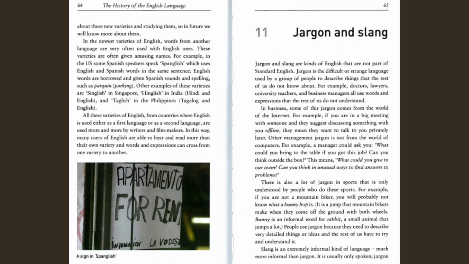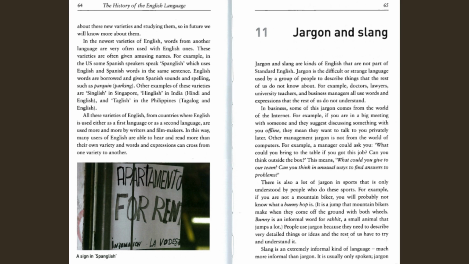There is also a lot of jargon in sports that is only understood by people who do these sports. For example, if you are not a mountain biker, you will probably not know what a bunny hop is. It is a jump that mountain bikers make when they come off the ground with both wheels. Bunny is an informal word for rabbit, a small animal that jumps a lot.